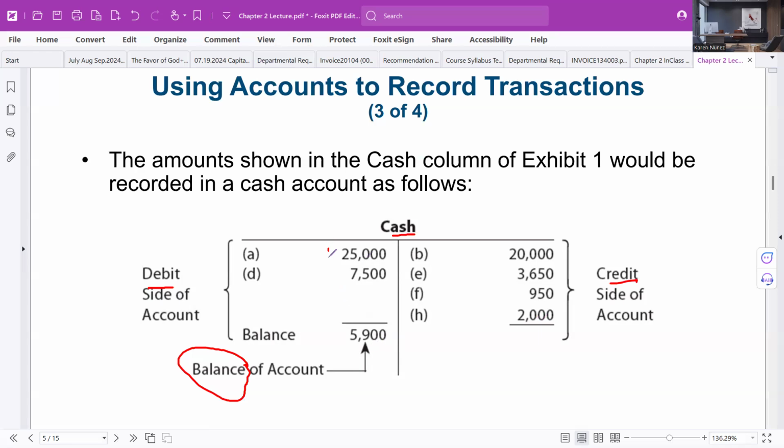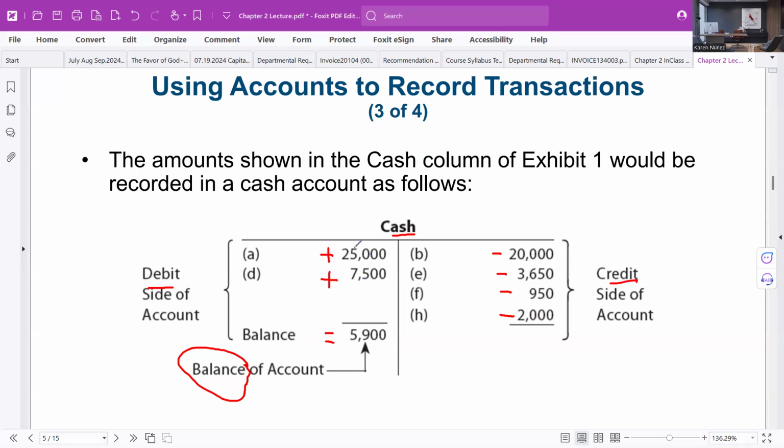So essentially we're saying 25,000, add 7,500, and then subtract that, subtract that, subtract that, subtract that, and we end up with 5,900. That's how we balance an account.